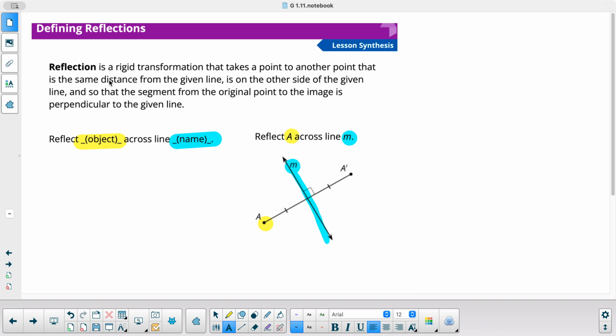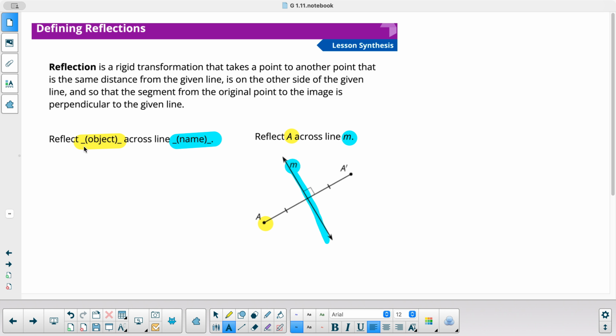All right. So just a quick review here. A reflection is a rigid transformation, which means it preserves distance and size, that takes a point to another point that is the same distance from the given line, is on the other side of the given line, and so the segment from the original point to the image is perpendicular to the given line.